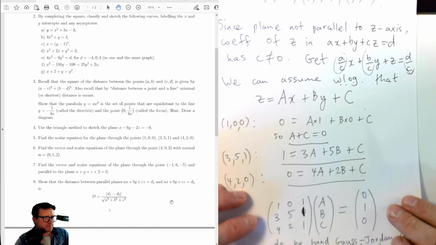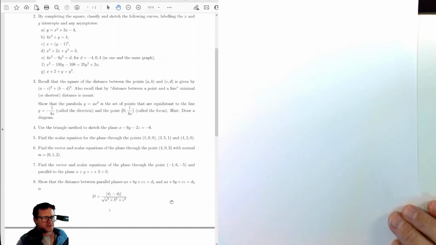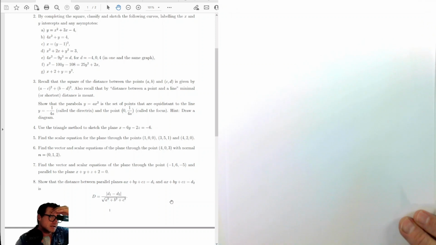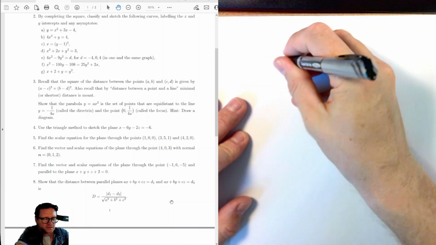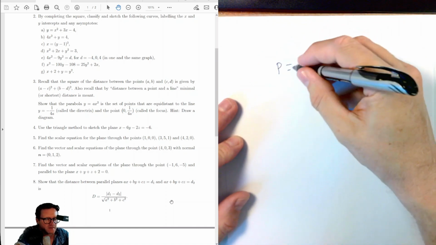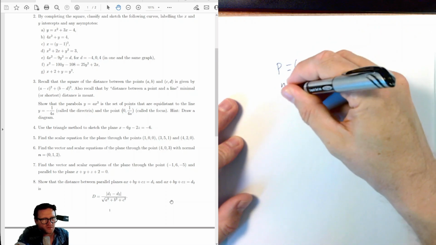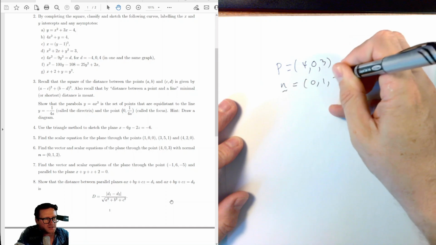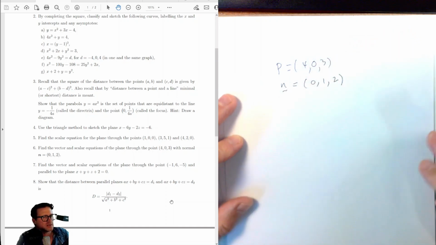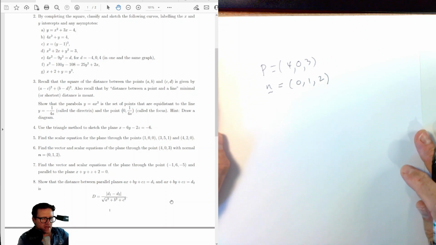All right, let's move on. Find the vector and scalar equations of the plane through the point. So let's call this P equals 4, 0, 3 and normal vector 0, 1, 2. And we've got to find scalar and vector equations for that plane.